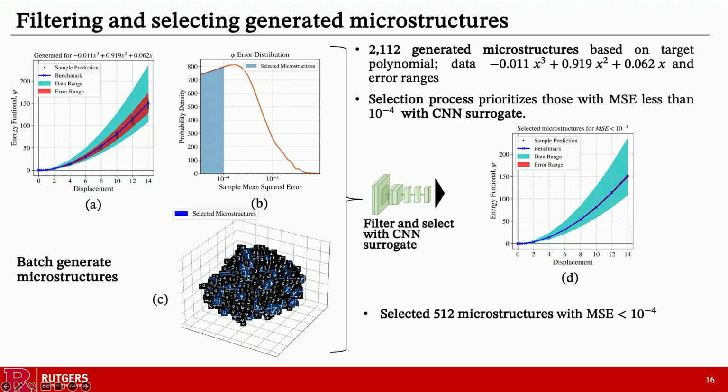So these are some sampling results. We can very quickly generate 2,000 microstructures. This took a few minutes on a GPU, generate many of them, and then we say, okay, the error range is not the best. Let's rank and filter the ones that we actually want. We could do it with finite elements, but because we don't want to wait, we do it with a CNN model, okay, to select very quickly 500 microstructures that hit the target very, very well.